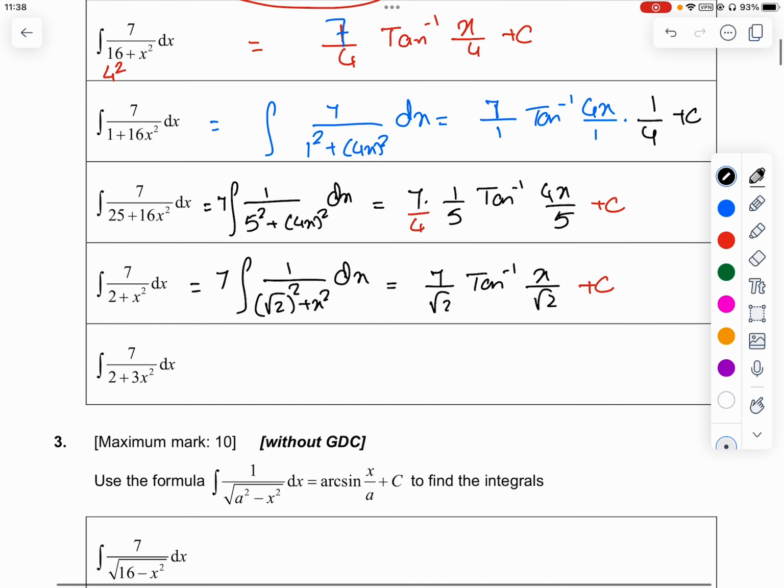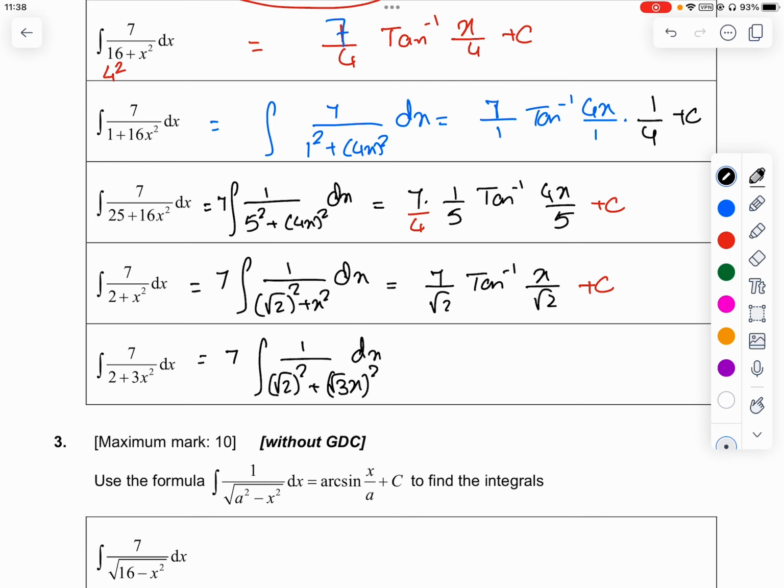Now how should I do this one? So 7 outside, 1 upon root 2 whole square plus root 3x whole square dx. So what does it become? 7 upon a tan inverse x upon a, root 3x upon root 2, times, therefore, 1 upon root 3 plus c. This is going to be the answer. So you can further simplify and write it out. That's going to be the final answer.